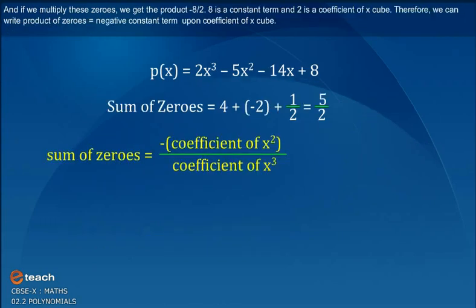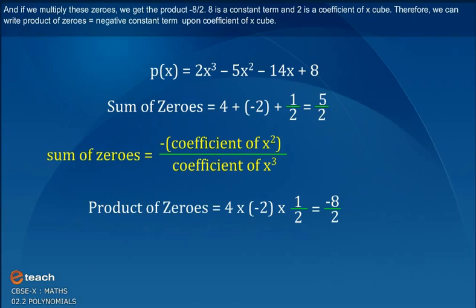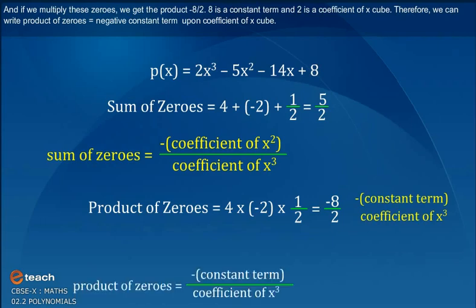And if we multiply these zeros, we get the product minus 8 by 2. 8 is the constant term and 2 is the coefficient of x cube. Therefore, we can write product of zeros is equal to negative constant term upon coefficient of x cube.